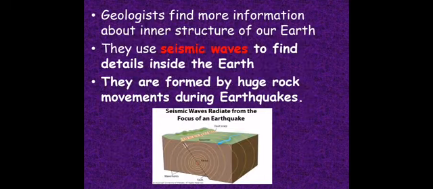geologists, who investigate geographical things, find more information about the inner structure of our earth. They use a special type of waves called seismic waves to find details inside our earth. They are formed by huge rock movements during earthquakes. In the diagram you can see how seismic waves are formed. Actually they are formed during earthquakes. Huge rocks are moving during earthquakes, forming seismic waves.